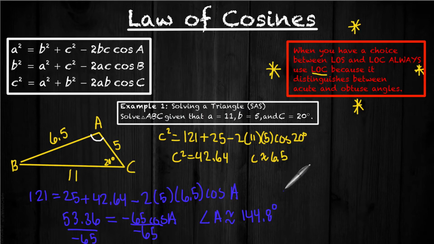So we've got angle A, and so we can put that in here. That's going to be 144.8, and now we can add that with 20 and subtract it from 180, and so we will get angle B to be approximately 15.2 degrees. And so now we have all 3 angles and all 3 sides, and we have solved this triangle.